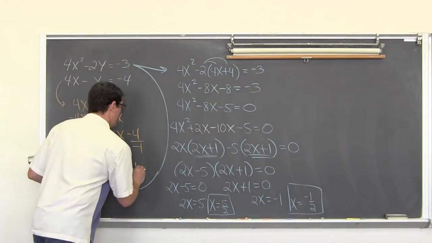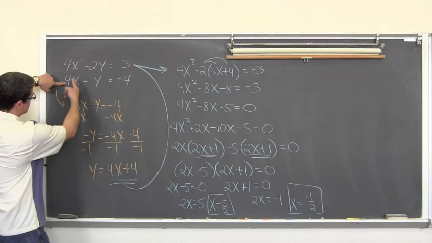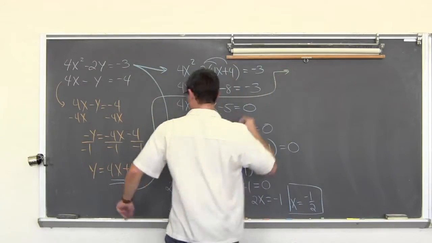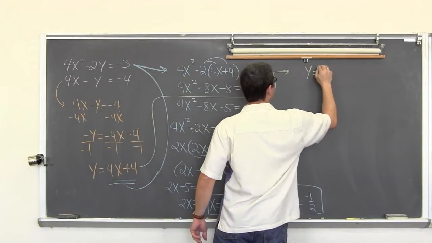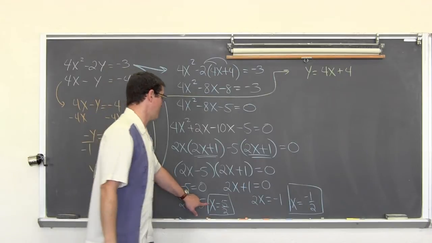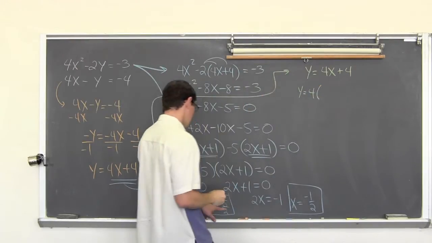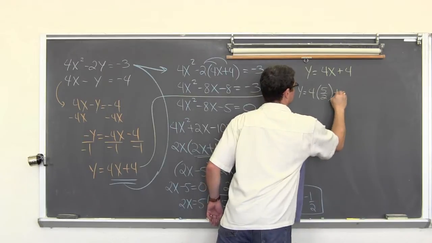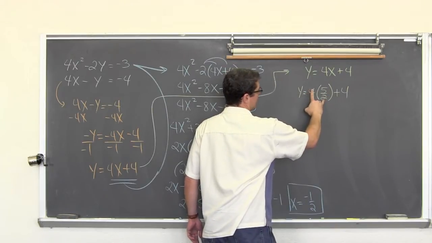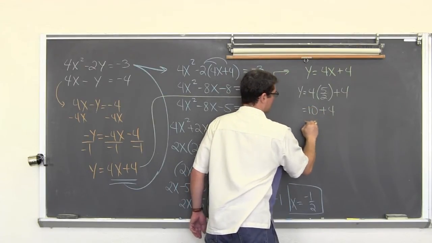We're going to take this equation, which came from a small manipulation of the second equation. I basically subtracted 4x and divided by -1. So I'm going to take this equation and bring it over here. So I got y equals 4x plus 4. Let's plug in x, which is 5/2. So y is equal to 4 times 5/2 plus 4. Now, 4 divided by 2 is 2, so the fractions go away quite quickly. 4 divided by 2 is 2, and 2 times 5 is 10, plus 4 is 14.